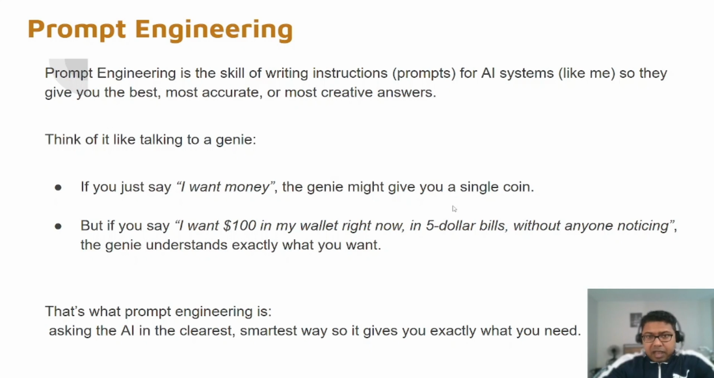Just as an example, if I ask ChatGPT or a genie, I want money, it can give me a $1 coin. It can give me a $10 check. It can give me anything, right? But if I specifically ask, I want $100 in my wallet right now in $5 bills, it will give me $100 in $5 bills. That's how prompt engineering works. In the next few chapters we'll learn the details of prompt engineering, the different structures of prompts, what their contents are and how they should be.